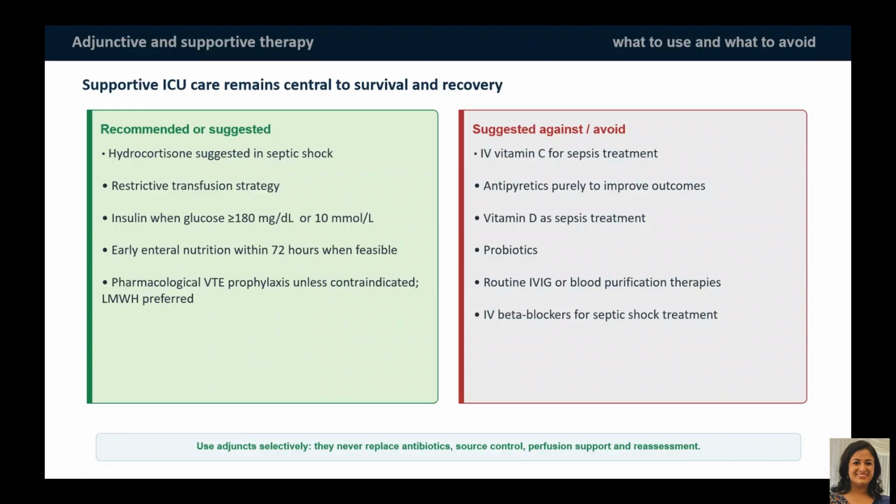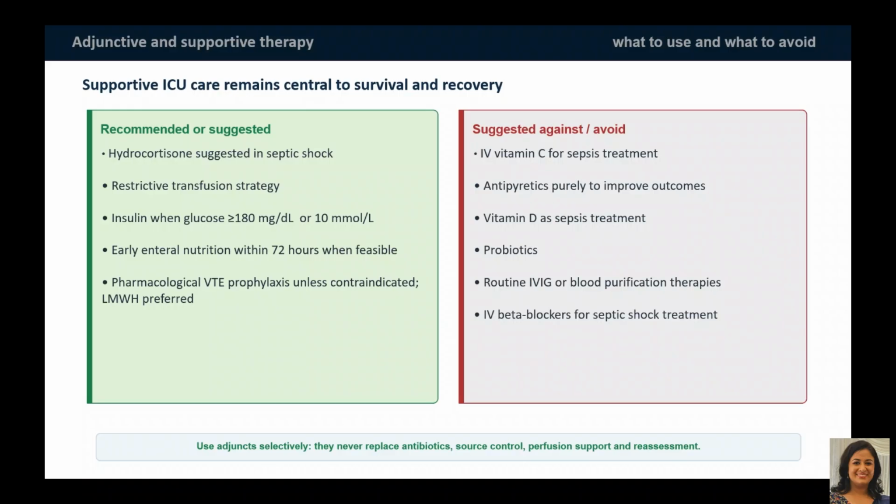Other than that, what are the other ICU supportive care measures we can do? One thing is they are recommending giving hydrocortisone if we are starting vasopressors and the vasopressor requirement is increasing, along with a restrictive transfusion strategy. Usually our transfusion target in a critical patient is about 7 mg, so we are going for a restrictive transfusion strategy.